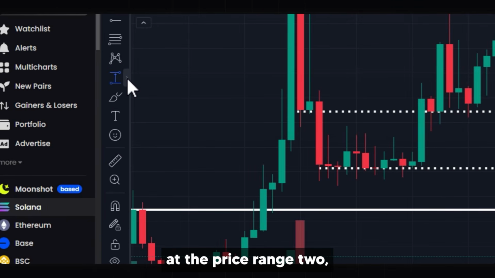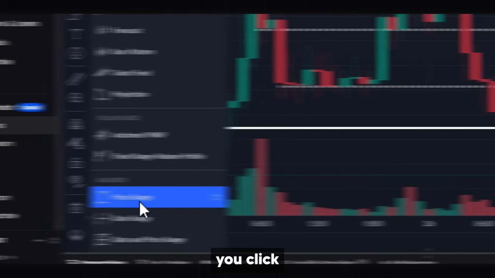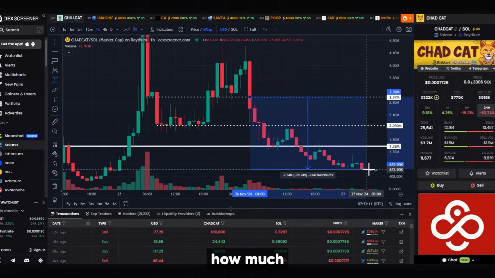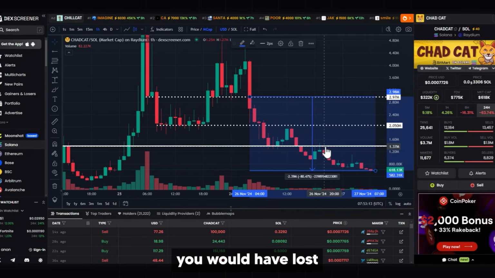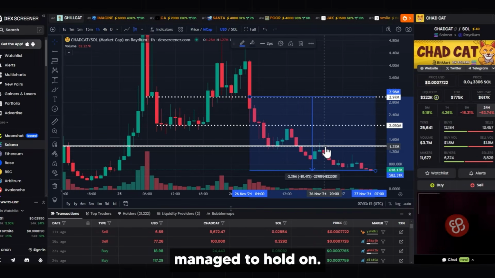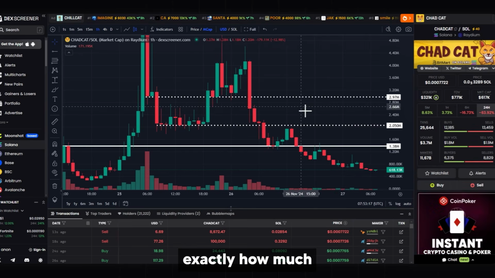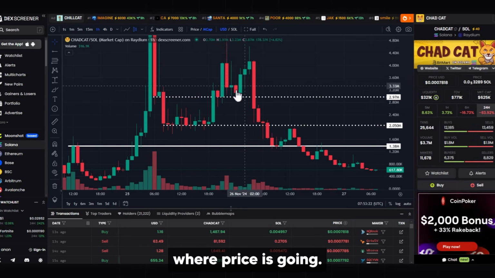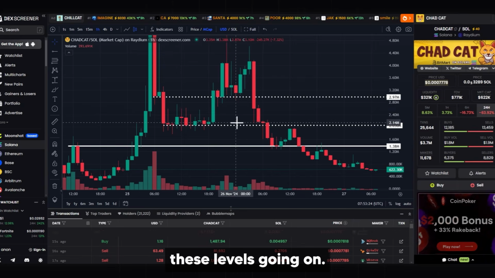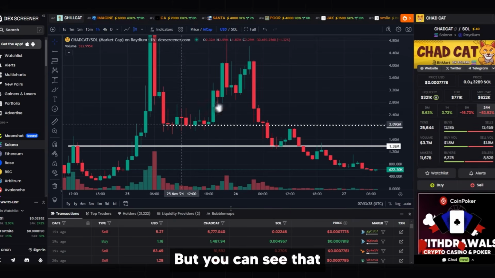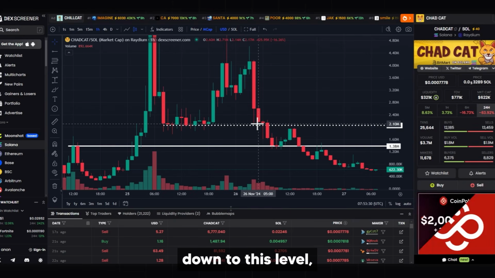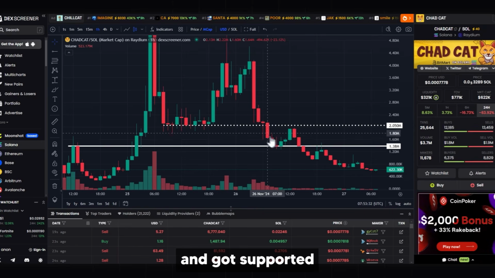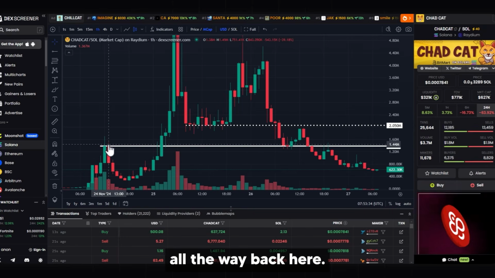If we look at the price range tool, you come down here, you click the price range, and you can basically see how much percentage gains you would have lost if you managed to hold on. So now that we know exactly how much we've lost, here's how you can use this to understand where price is going. You can see we've got all these levels going on, and for now, I'm going to delete this one. But you can see that when price action came back down to this level, it lost this level and got supported by the initial level all the way back here.